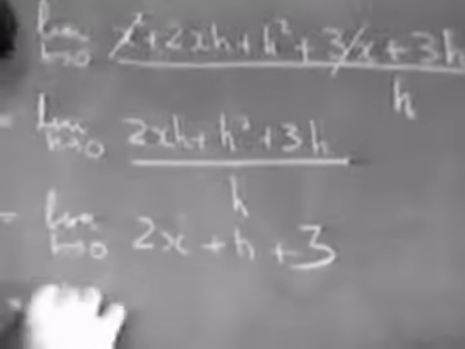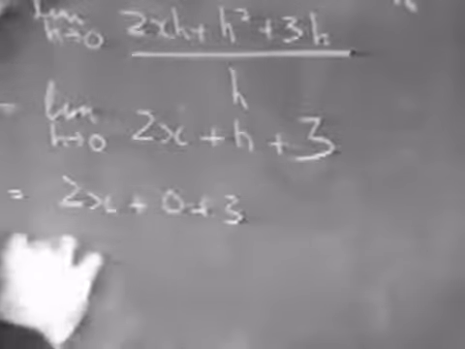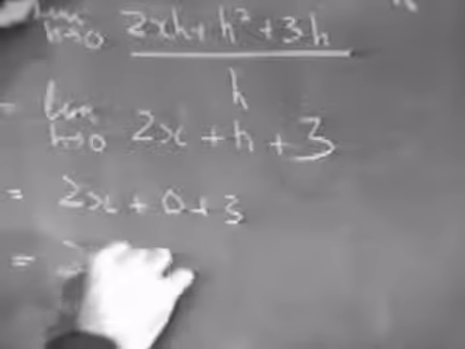So I get 2x plus h plus 3, and I can now take the limit. In other words, replace h with naught in the expression. So it's 2x plus 0 plus 3, which is 2x plus 3.